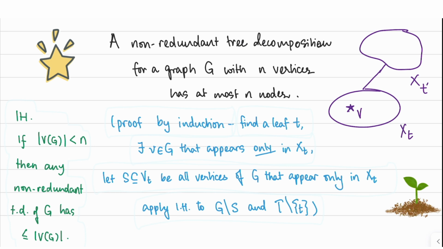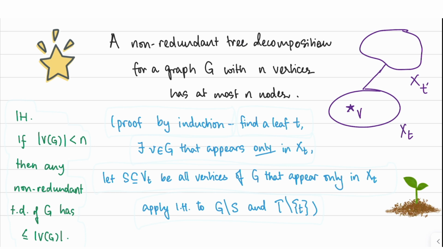So every vertex in G minus S is covered simply by definition, right? The only vertices we removed were the vertices that only appeared in xt, so every other vertex appears in some bag other than the one that we removed. So in G minus S, every vertex is represented in this truncated tree decomposition. A similar argument accounts for edge coverage as well.